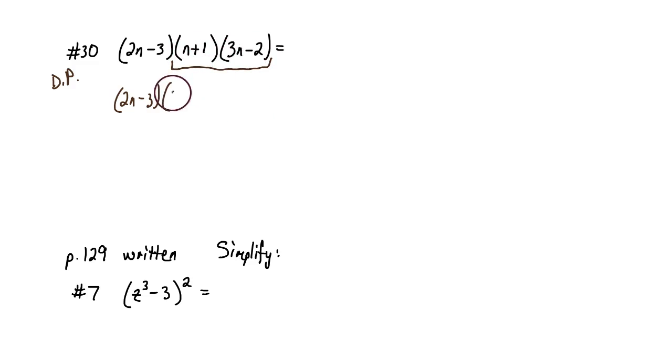n times 3n is 3n squared. N times negative 2 is negative 2n. 1 times 3n is positive 3n, and these combine to positive n. And 1 times negative 2 is negative 2. That's called the distributive property, or more commonly, FOIL. Now we've created the same situation we just had in the previous one. Let's do the distributive property twice.